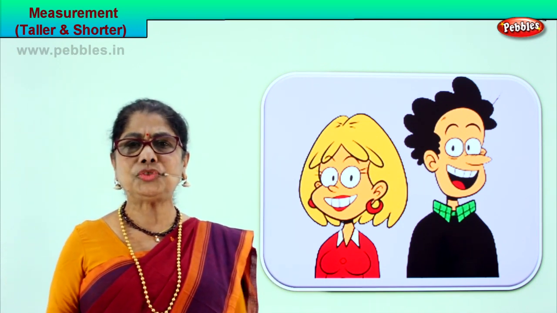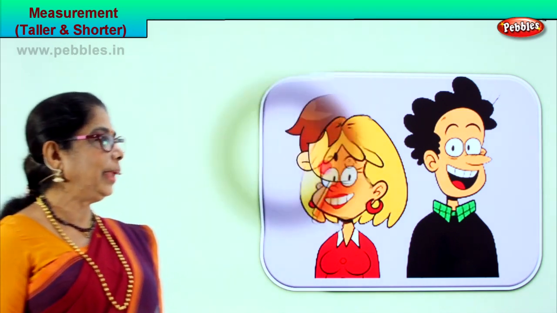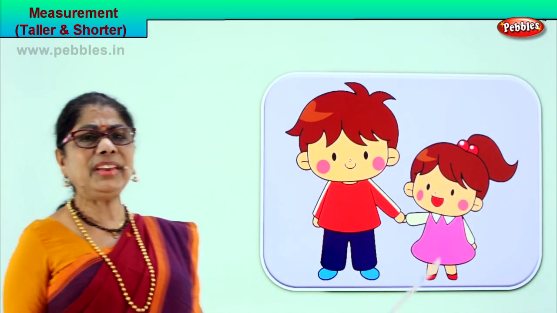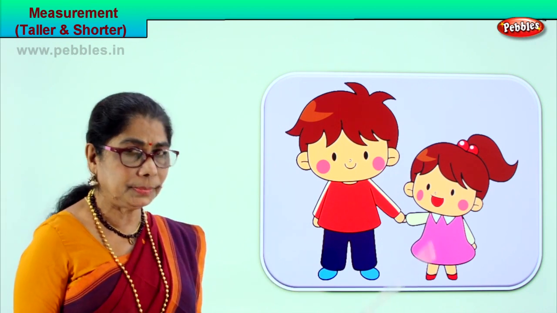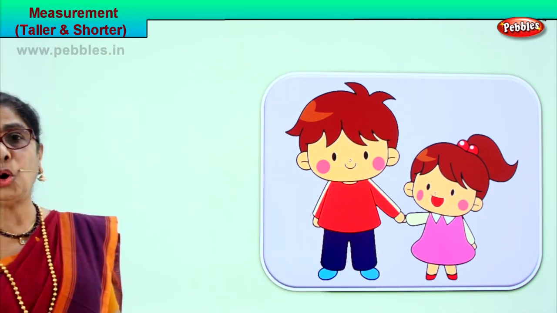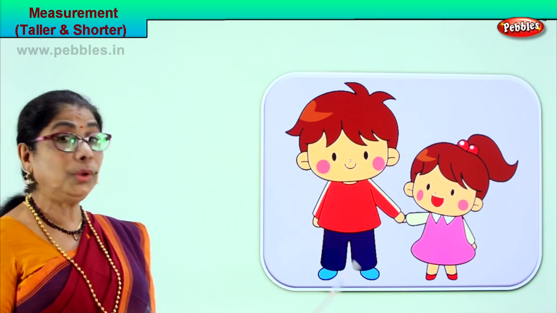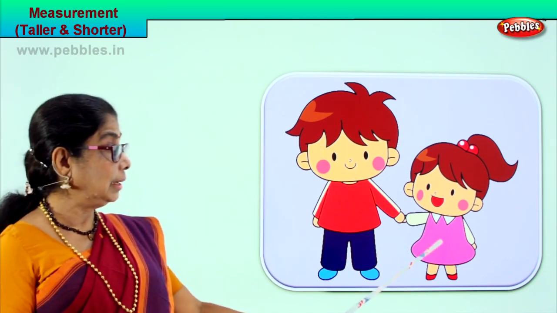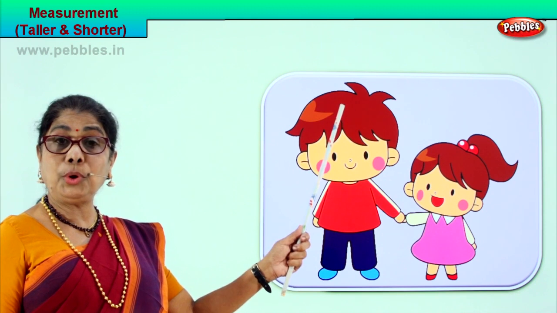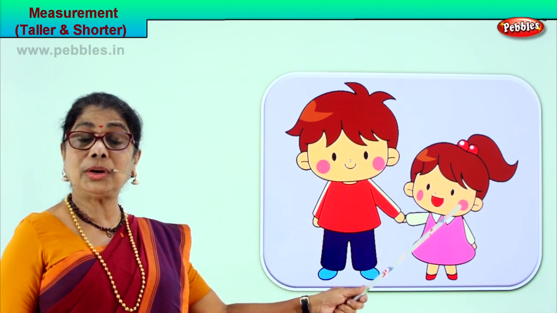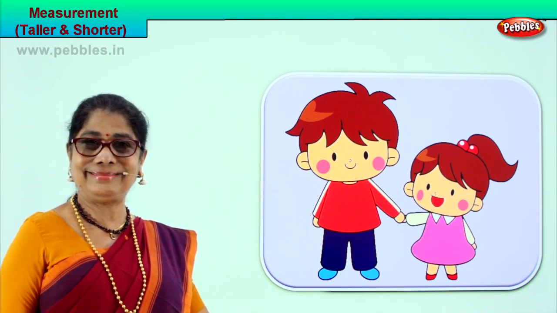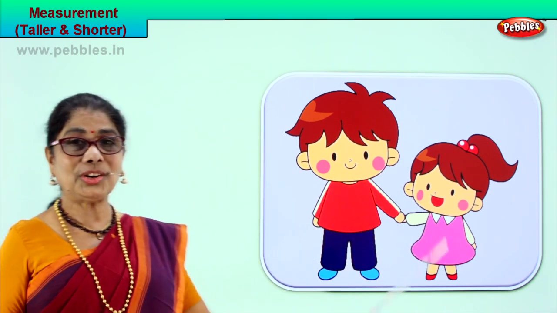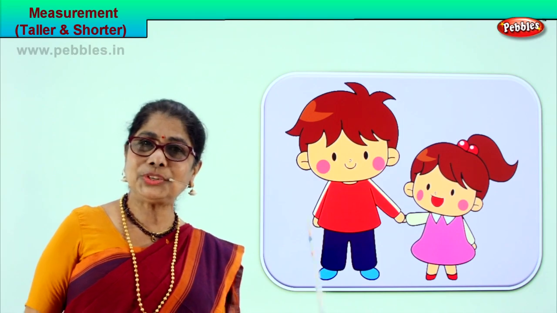Let's go to another picture. Look what we have. We have a little girl and a little boy. The little girl is shorter than the little boy. Or we say the little boy is taller than the little girl. Taller boy, shorter girl. Or shorter girl, taller boy. Taller, shorter. Now you learned the measurements taller, shorter.